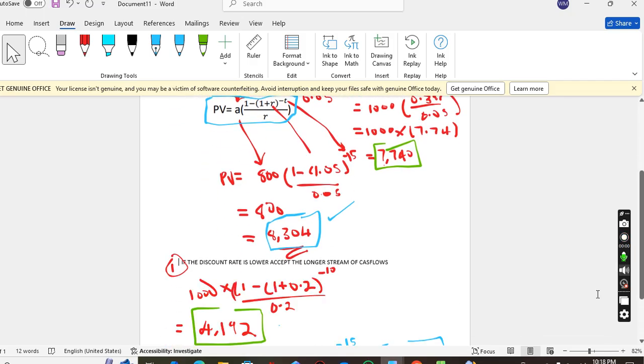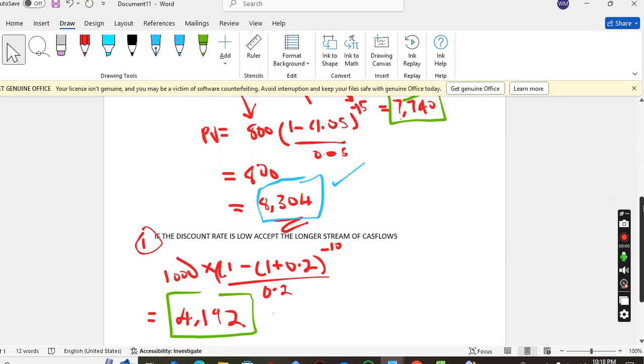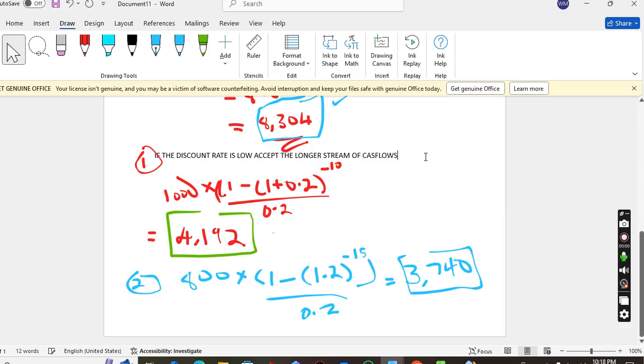I hope you're able to see it here, because you need to remember this point. If the discount rate is low, like in this case, accept the longer stream of cash flows. But if the discount rate is high, as you can see, the shorter stream of cash flows gave us a better result. So if the discount rate is high, accept the shorter stream of cash flows.